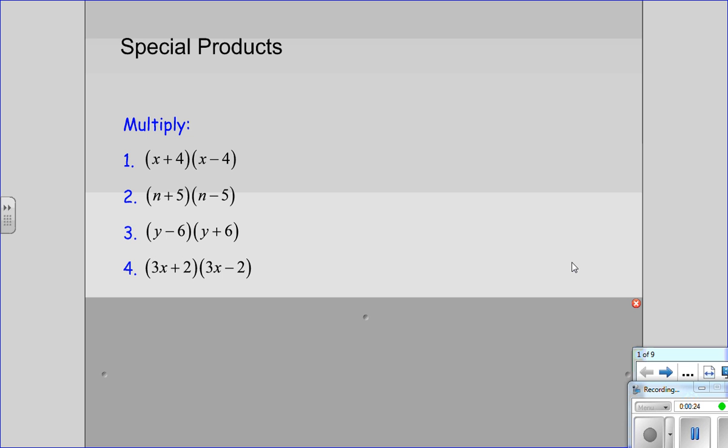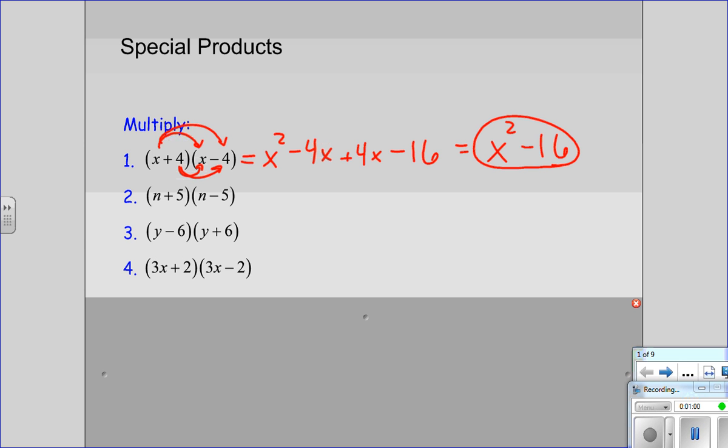In our first one, when we multiply this binomial, x plus 4, x minus 4, we'll use the FOIL method that we learned in the previous lesson to make sure that we distribute properly. And we'll get x squared minus 4x plus 4x minus 16. And we have to remember to always combine like terms in the end. So our final answer, when we combine these like terms of negative 4x and positive 4x, we get x squared minus 16. Let's quickly use the FOIL method for the other 3 examples as well.